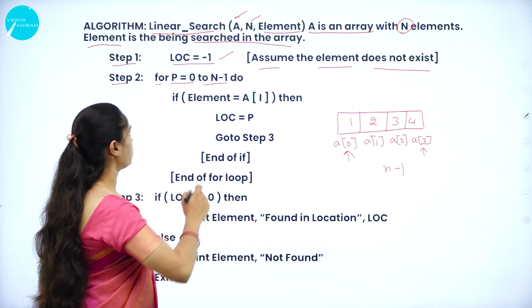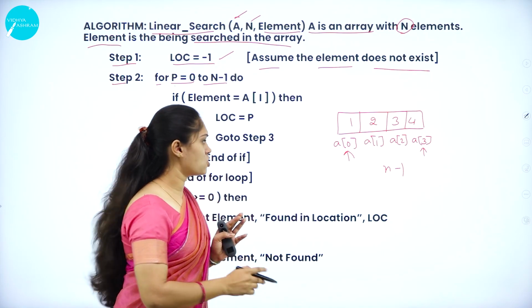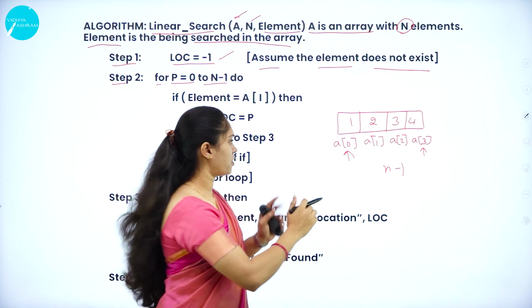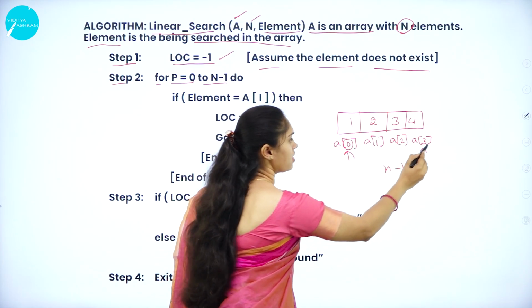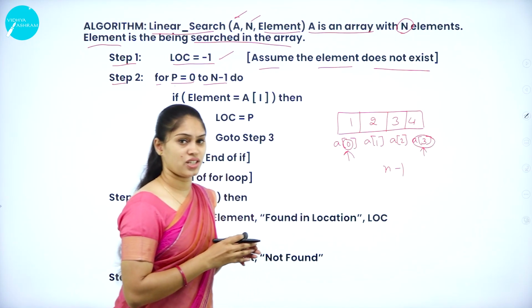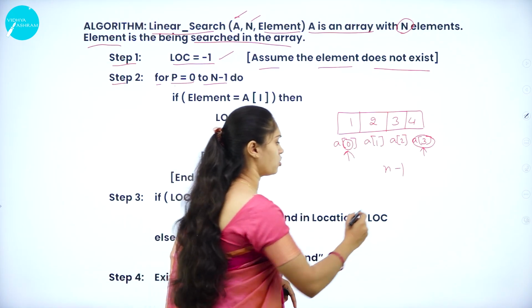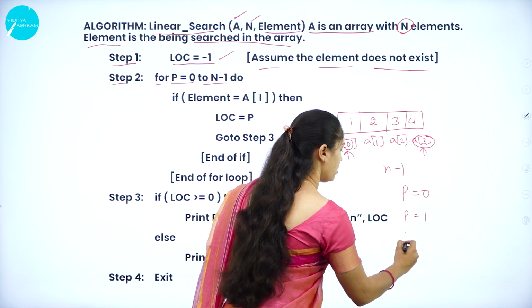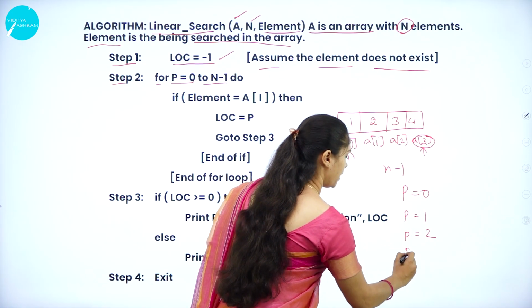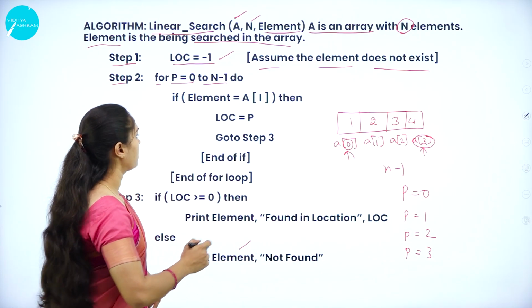Here I am going to check from position 0 to n minus 1. That means I am going to traverse from the first element, the 0th position, to the n minus 1 position. In this context, it is 0 to 3. So P is equal to 0, P is equal to 1, P is equal to 2 and P is equal to 3. These are the possible scenarios.